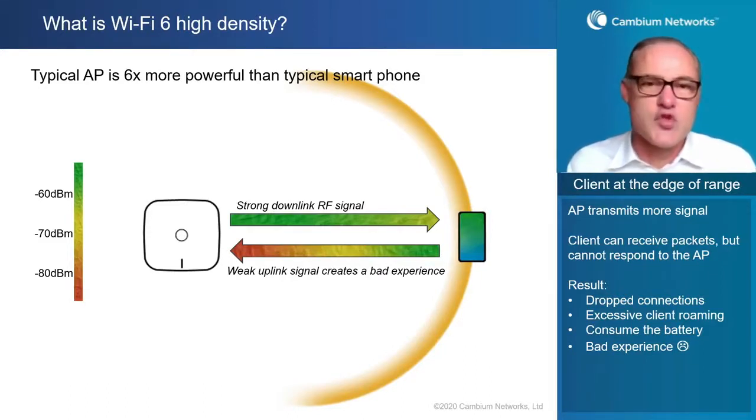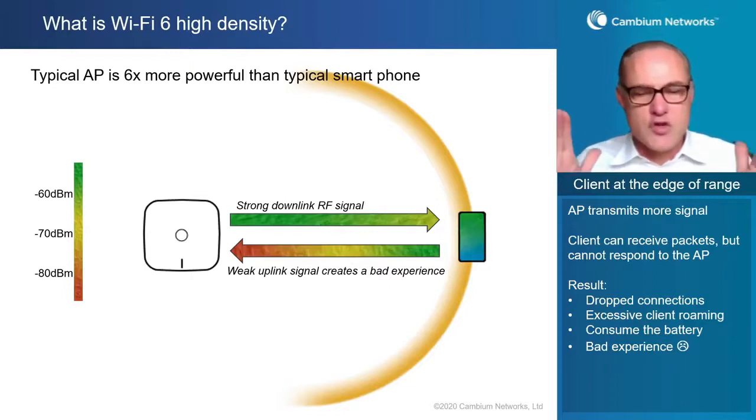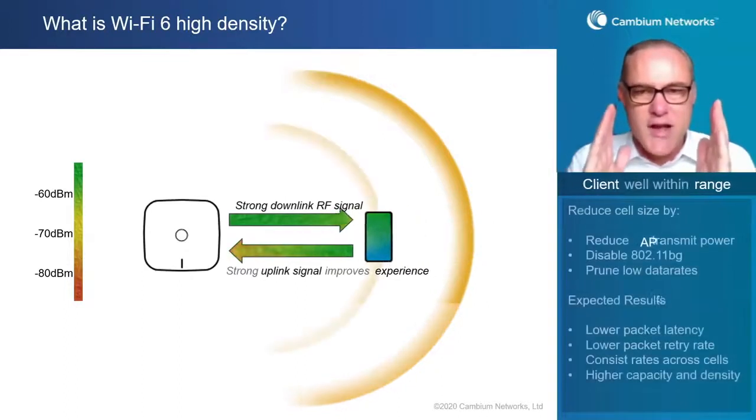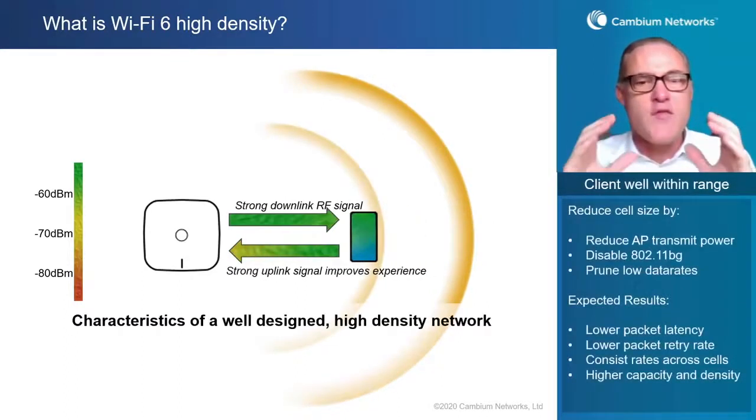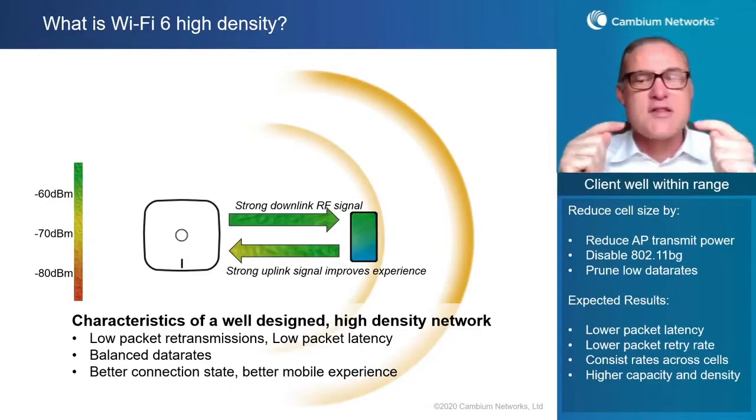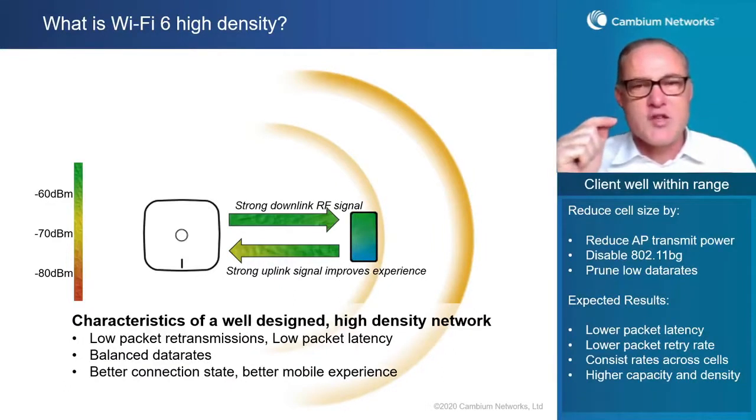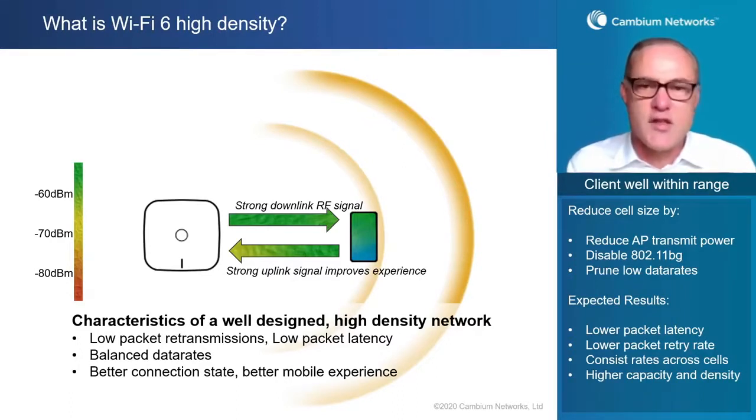So this results in dropped connections, excessive client roaming, and increased battery drain. Overall, it's just a bad experience. It's not what you want. So when you're designing a high density network, you want to start to shrink that cell size, get it down tight, where you have more balance and more consistency between the access point and the client and the way those two devices talk to each other, a more balanced data rate in the network.